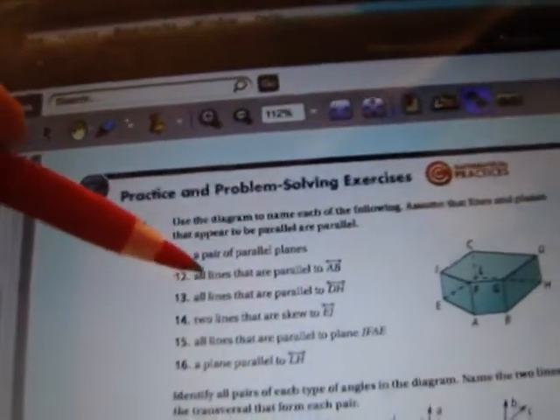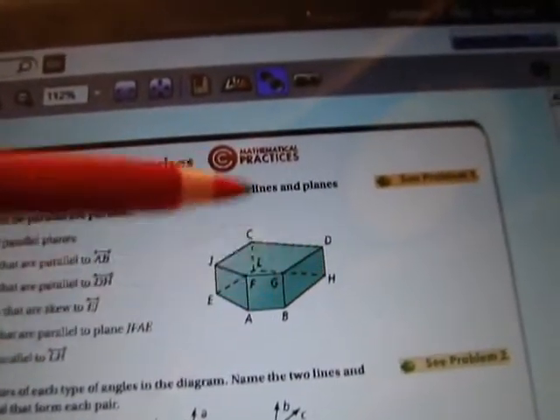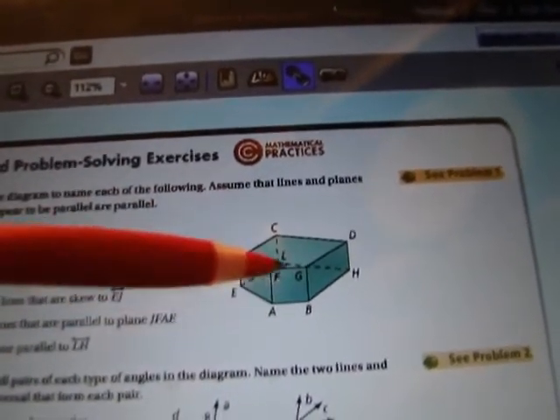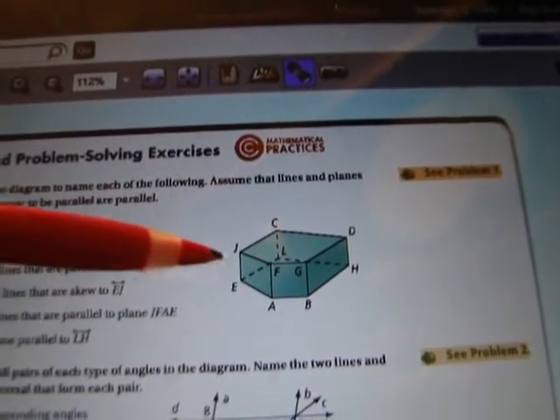13, all lines that are parallel to line DH. Here's DH. Well, anything that's also vertical will also be parallel to DH. So we need GB, FA, JE, and CL. We need line GB, line FA, line JE, and line CL.